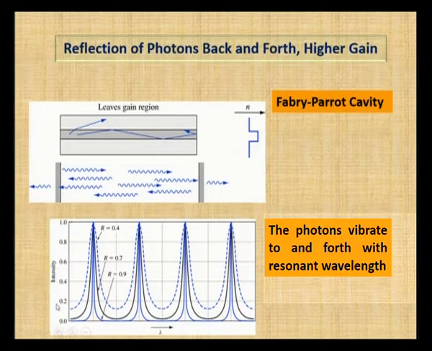Now in the figure we can observe how the intensity varies with the wavelength. As the wavelength increases, at some resonant point it reaches a peak value, for R equal to 0.4, R equal to 0.7 and R equal to 0.9. The resonance reaches the peak level and the intensity is higher.